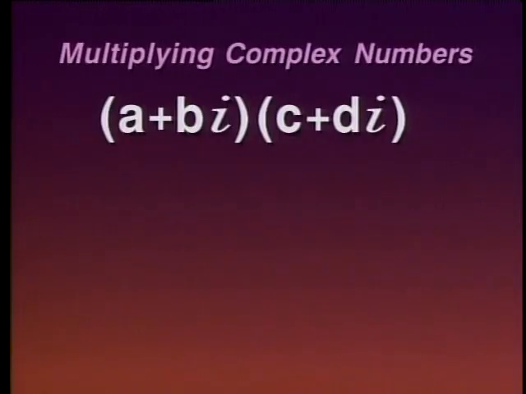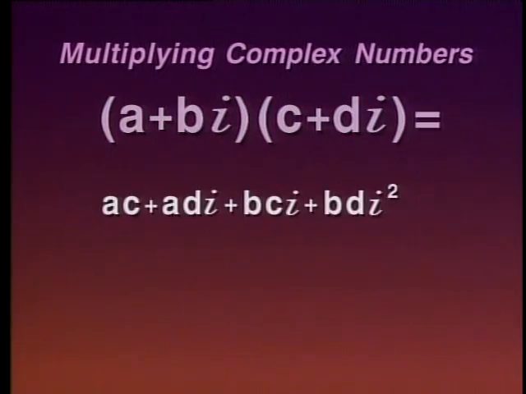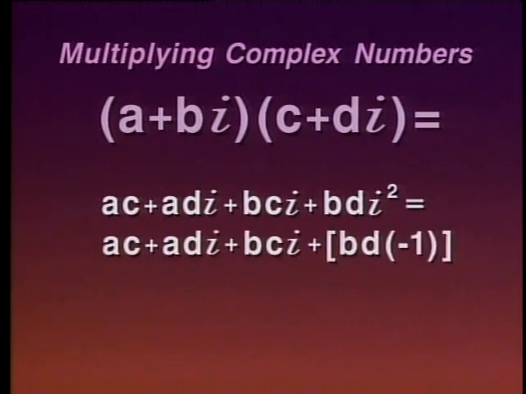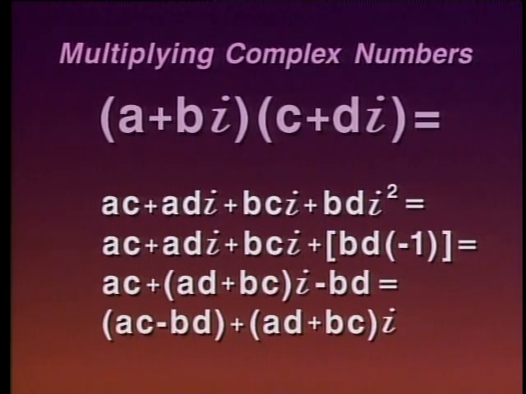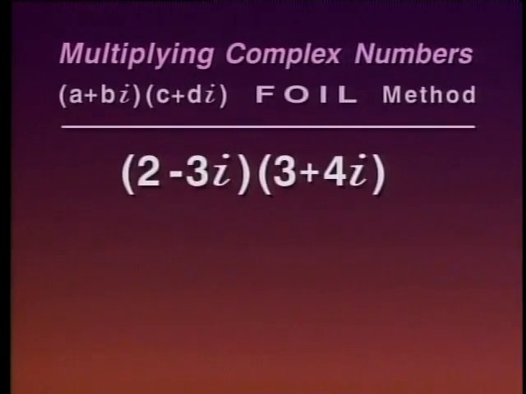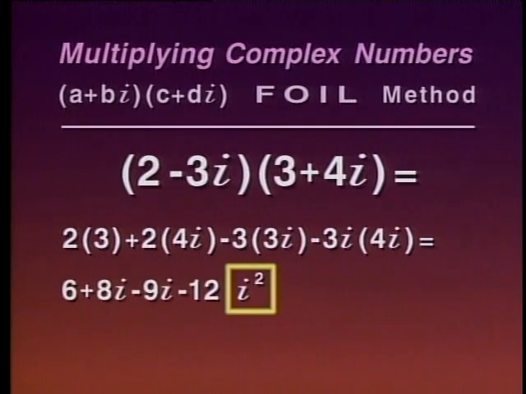The complex number a plus bi times the complex number c plus di equals ac plus adi plus bci plus bdi squared. The i squared equals -1, and the two middle terms have i as a common factor. So I get ac plus the quantity ad plus bc times i minus bd, which in turn equals the quantity ac minus bd plus the quantity ad plus bc times i. Substituting two complex numbers into this algebraic expression, we can again see the FOIL method of multiplication in action.